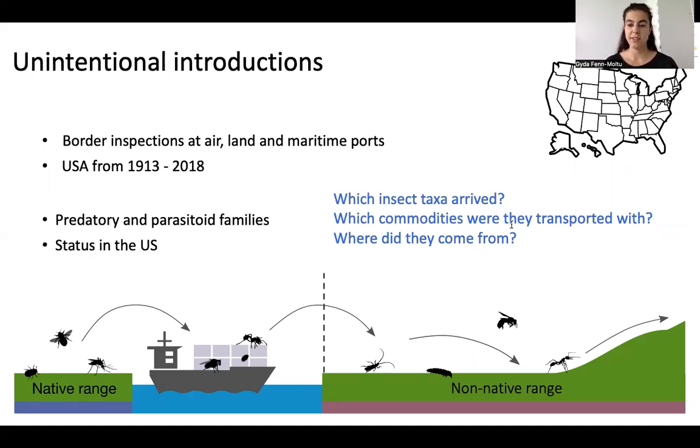We also have fairly comprehensive lists of which insects have established in the US and whether they're considered invasive there. And the potential impact of these insects is going to depend a lot on their host breadth, so we categorize this based on literature searches.